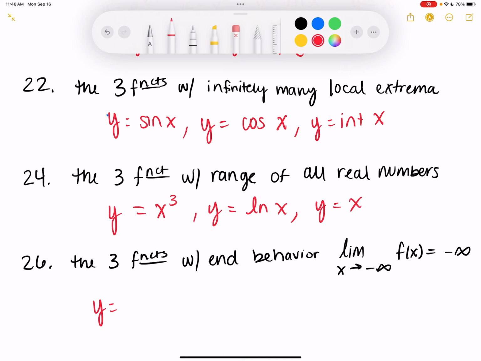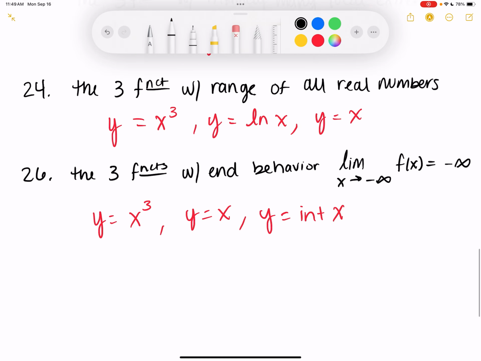So y equals x cubed is one. What else? Y equals x. Y equals x. And one more. Y equals integer x. Yep. Integer x. All right, one more of these.